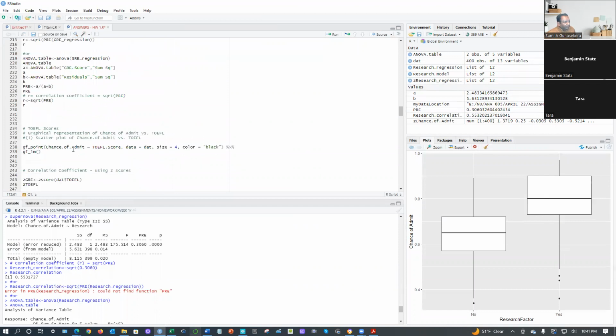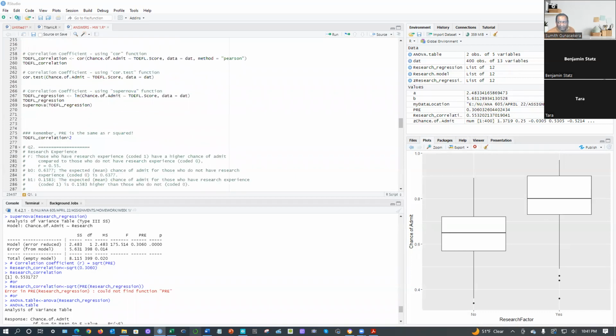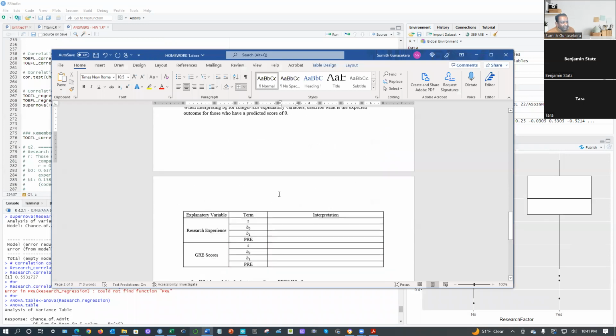Next, the same way. One method is enough for you to find R. And this one, TOEFL: Test of English as a Foreign Language, or some people say Test of English as a Second Language. You can get the values and fill everything in very clearly, and then put the explanation here.